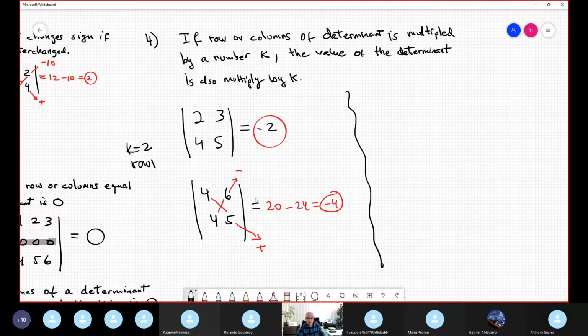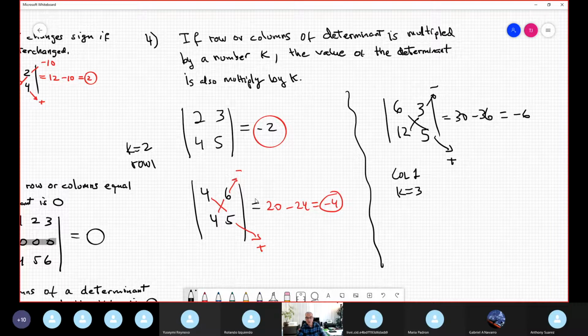Suppose another example to clarify more. Now I multiply column 1 of the original by the factor 3, K equals 3. We have 6 and 12: 3 times 2 is 6, 3 times 4 is 12. And the other column stays the same. This is 30, and this is negative 36. The answer is negative 6, the same as the original value multiplied by the factor.